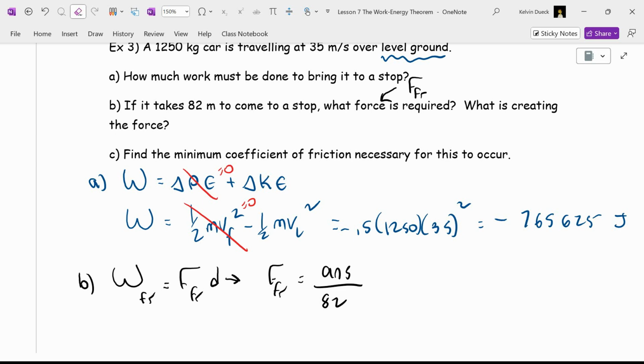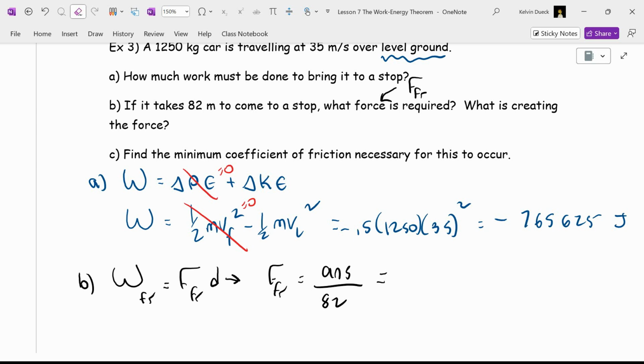Now, you're going to get a negative answer. What's the negative answer telling me here? That if the car is moving forwards, the force must be? If the car is moving south, the force must be the opposite of south. If the car is moving west, the force must be east. So I'm not going to worry about the negative in my answer. I'm just going to get the magnitude. What do you get, Emily, for the magnitude?